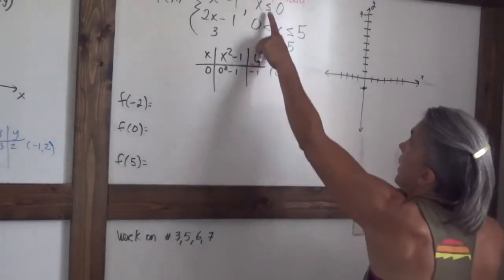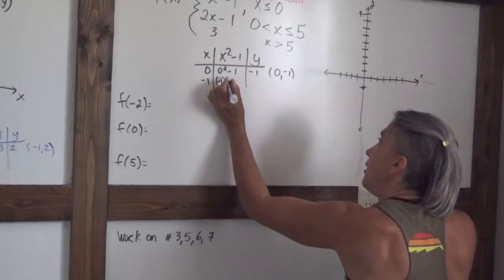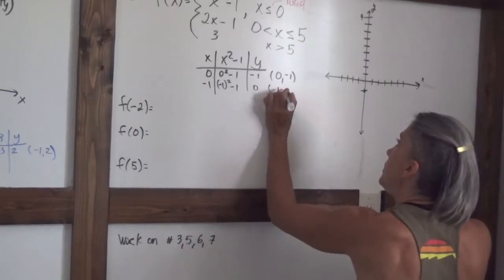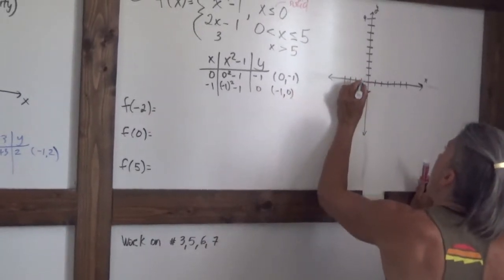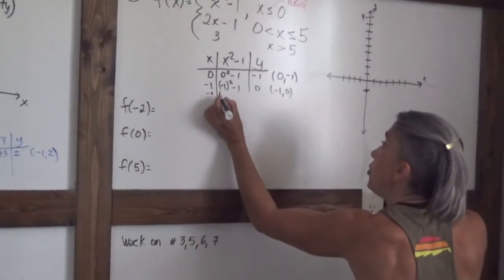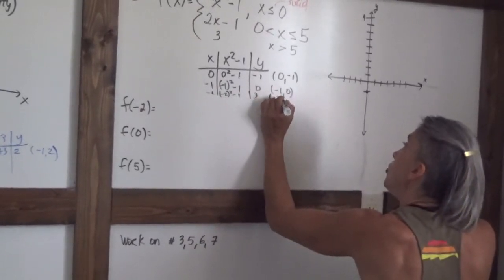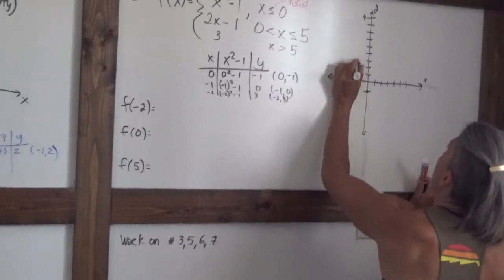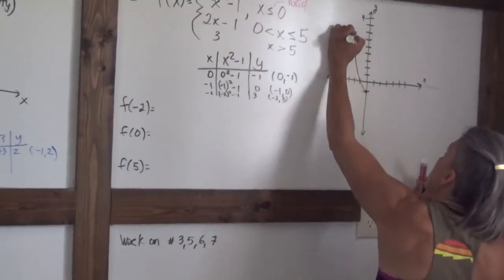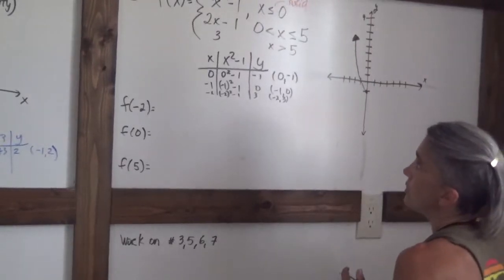Alright, now I need anything less than 0, so let's do negative 1. This is 1, minus 1 is 0. I'm going to plot negative 1, 0. I could choose another one if I'd like. We could do negative 2 squared minus 1. That gives me 3, negative 2, comma 3. Alright, so this is where it's going. It's starting here, and it's going up in this direction. It's a little slight curve. Even if you don't have a curve, it's fine. But this is the direction it's going for this parabola.